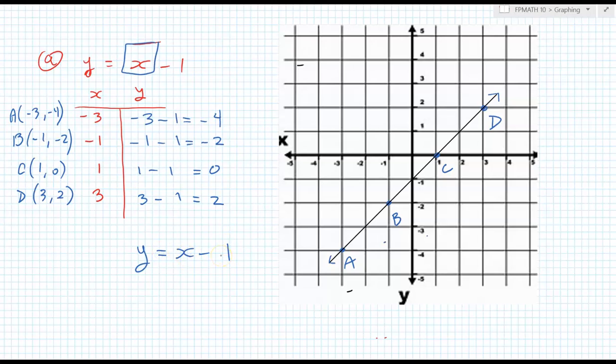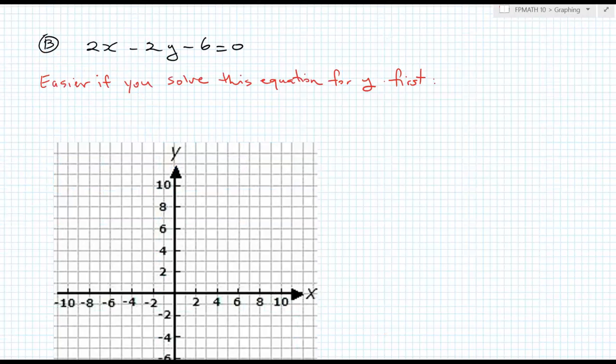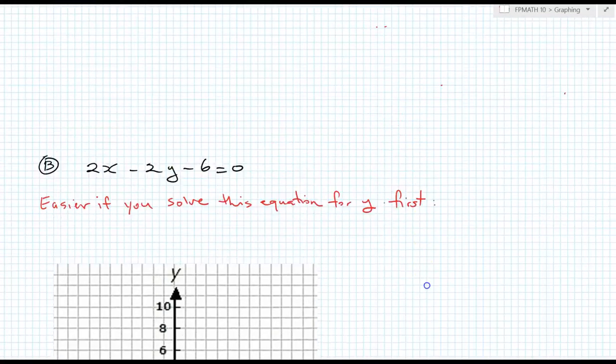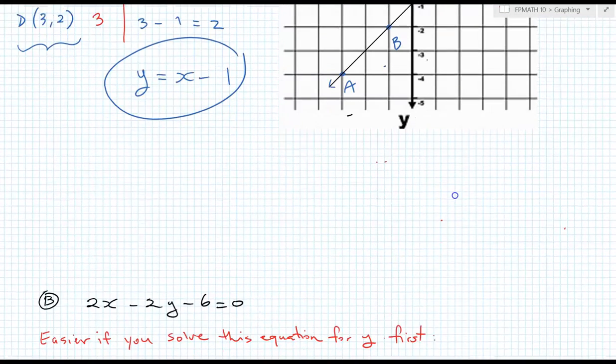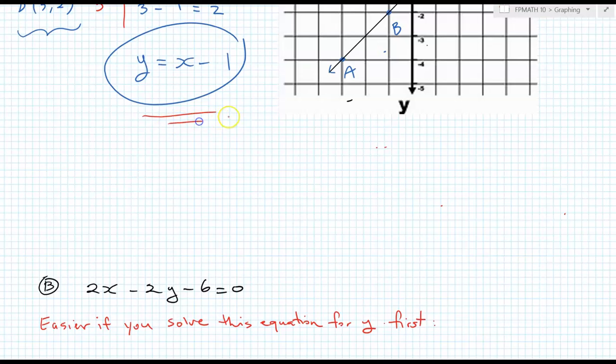So there are 3 ways of representing relations. One is through an equation, one is through a graph, which is right here that you have, and the other one is through ordered pairs, coordinates. And that's how you show the relation between any two variables. All right, example B, 2x minus 2y minus 6 equals 0, looks different than the previous example that we went through, which is y equals x minus 1.